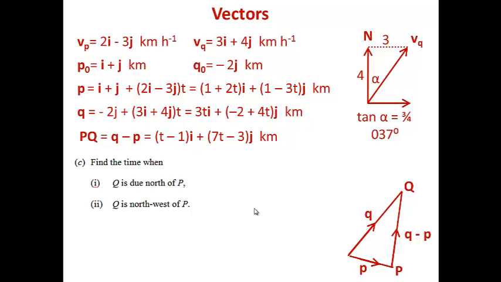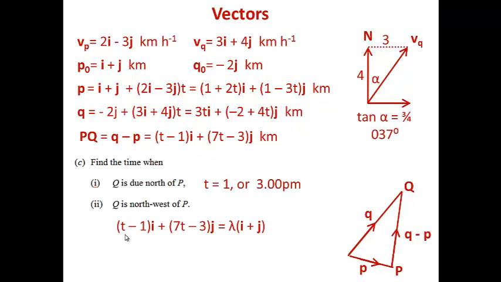The final part of the question asks when Q is due north of P. Well, if Q is due north of P, then PQ will not have an i component. PQ will be purely expressible in terms of j's. So that tells us that to make the i component 0, we simply set t equal to 1. So t equals 1, that's 1 hour after 2 p.m. So t equals 1 or 3 p.m. would be a valid answer.